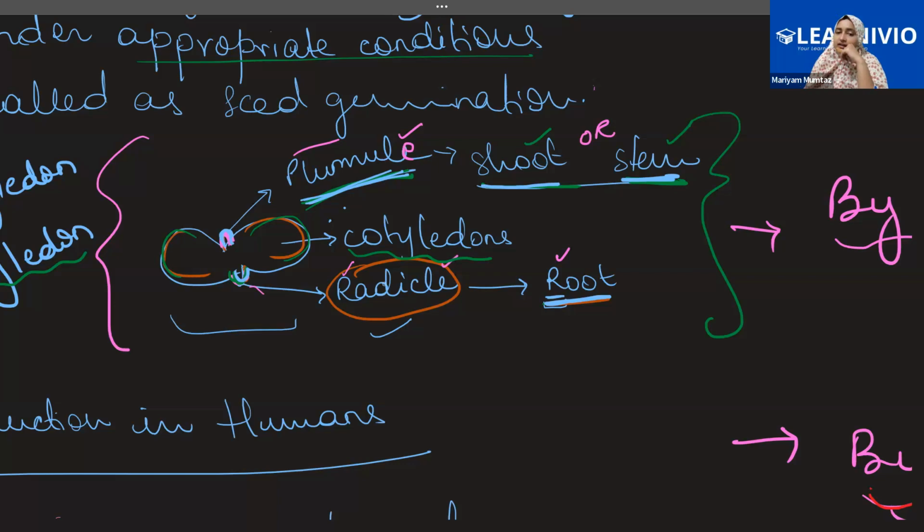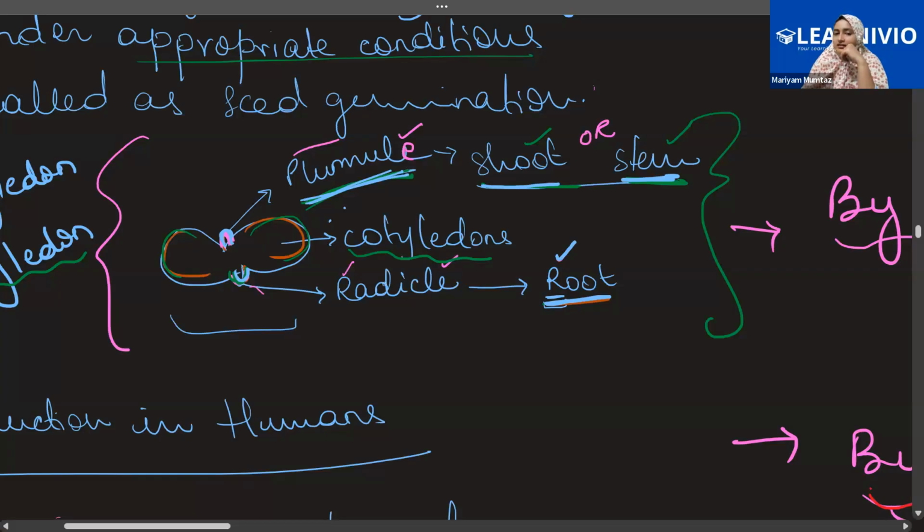If you have any difficulty in remembering which one gives rise to what, always remember that root starts with an R, radicle starts with an R. So R together, and the left one is for the stem.